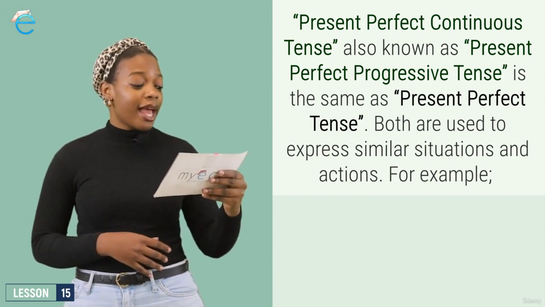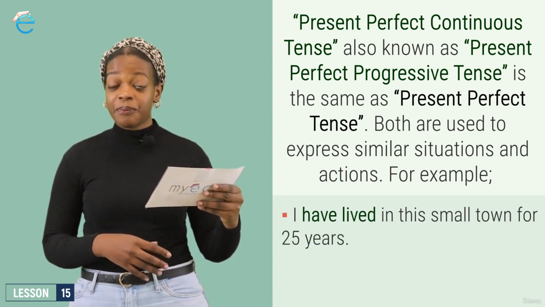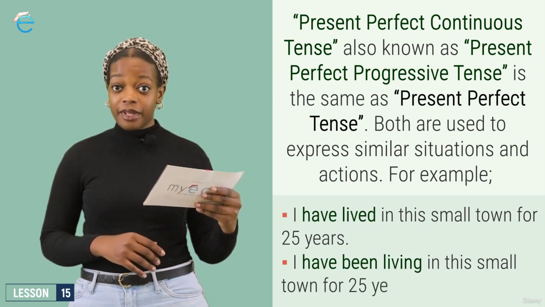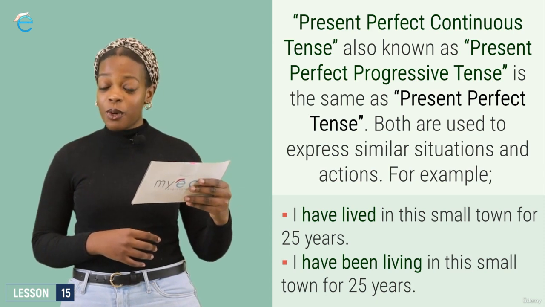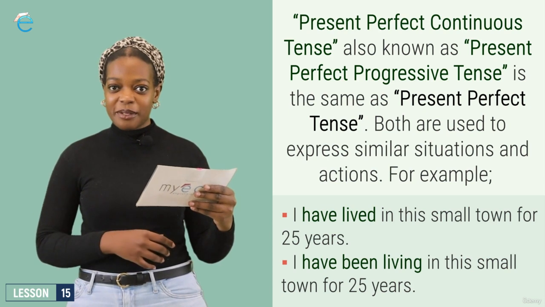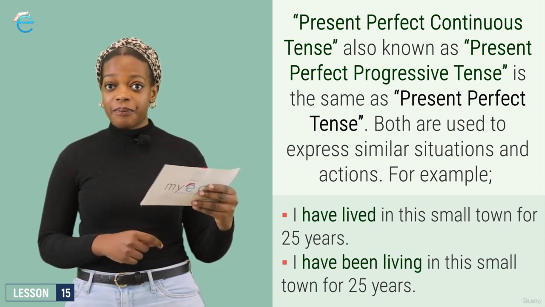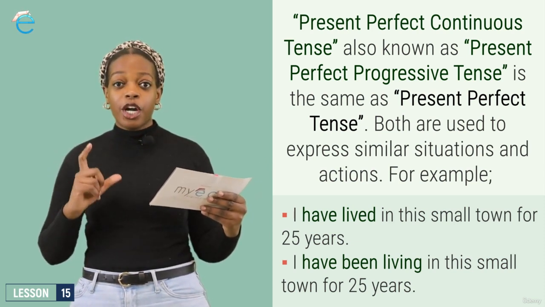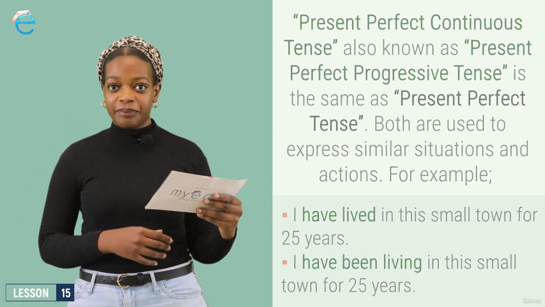For example, I have lived in this small town for 25 years. I have lived is present perfect tense. I can also say, I have been living in this small town for 25 years. Present perfect continuous. So we can see they're used in similar situations. With present perfect continuous, I'm focusing on the continuity, the continuedness of the action.